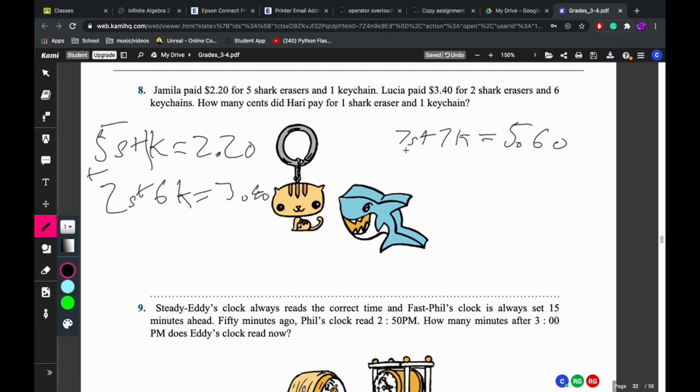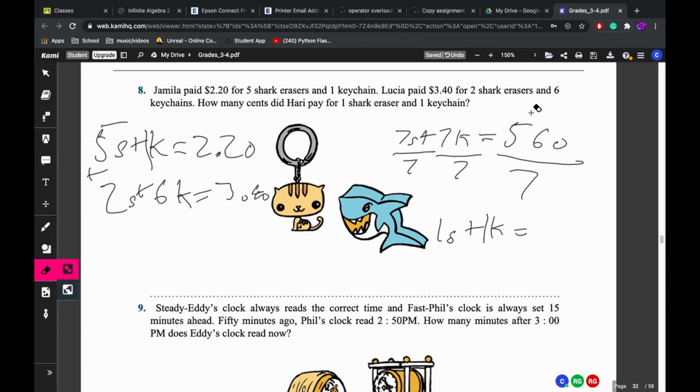And now, since there's 7 shark erasers and 7 keychains, we can just make a fraction where the denominator is 7. Now we have to make all this equal. So, that's 1 shark eraser plus 1 keychain equals 5.60 divided by 7. So what you can do to make this easier is you can take this decimal right out of your mind, and then you can just normally divide. And then what we get is 80. So the answer for number 8 is 80.